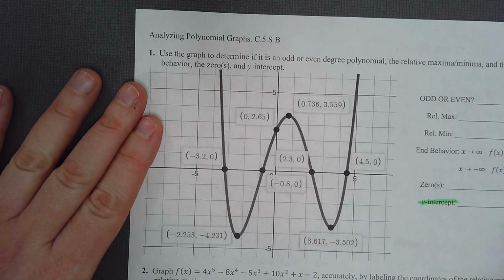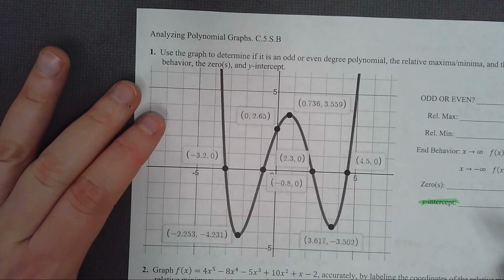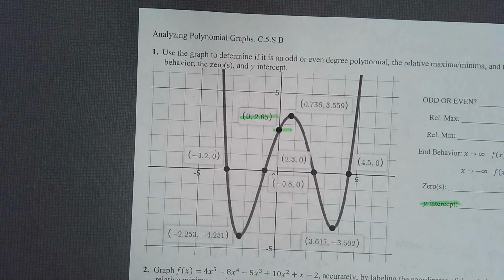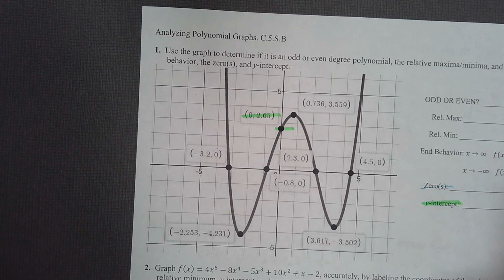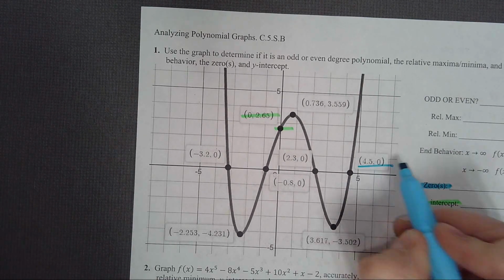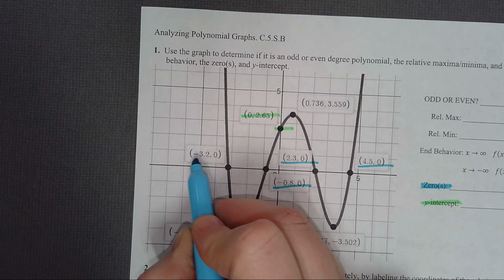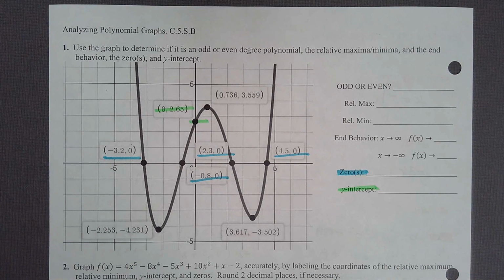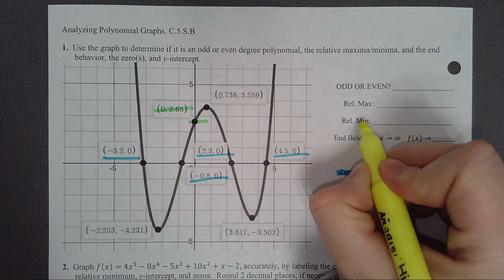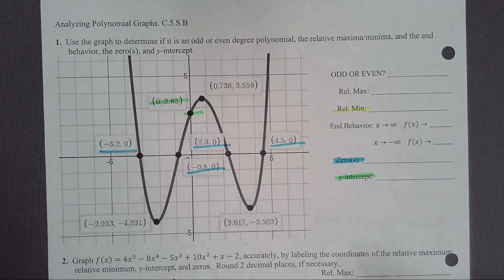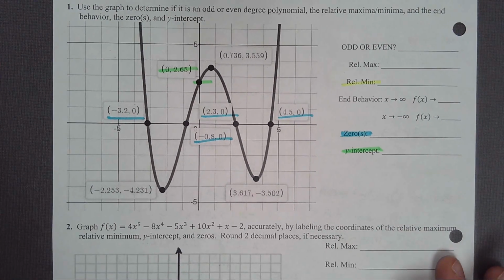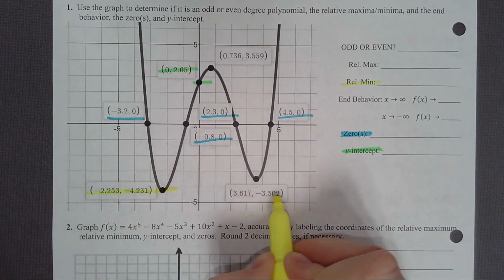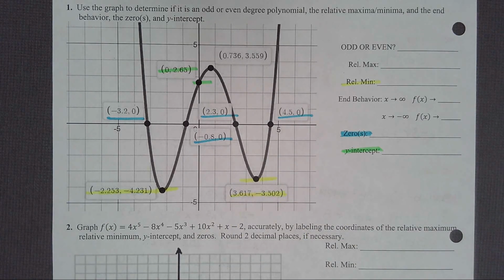So y-intercept is the one where it's 0 and then a number. So that's my y-intercept right there. Zeros are right across the x-axis where the y is 0. So 1, 2, 3, 4. So I got to write all 4 of those out, which will be annoying, I know, but it'll be fine. Relative mins, every minimum value. So your minimum values, excuse me, are the lowest points on the graph. And then your max is going to be the highest value.